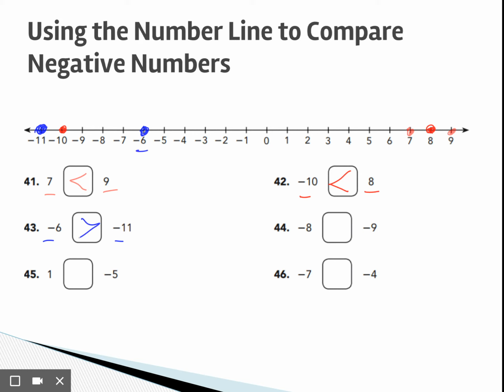Why don't you pause, try and answer 44 through 46 on your own, and then come back and compare your answers with mine. -8 is greater than -9. 1 is greater than -5. And -7 is less than -4. I'm sure you did great.